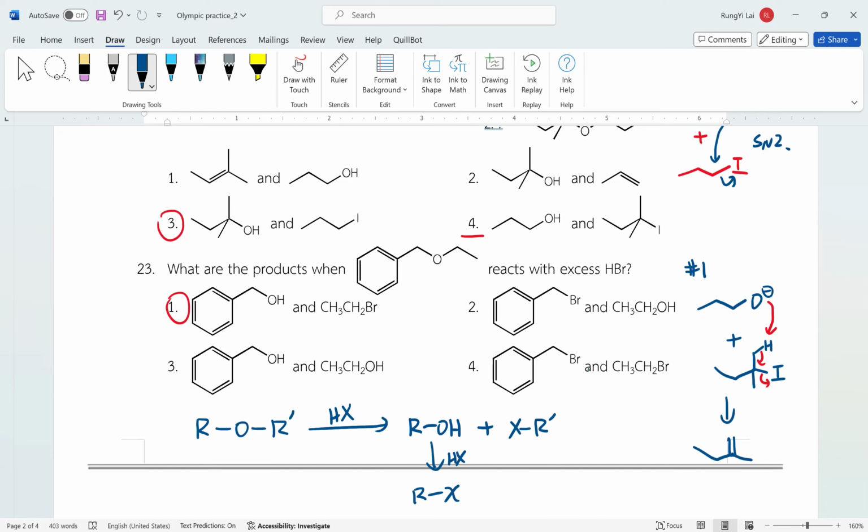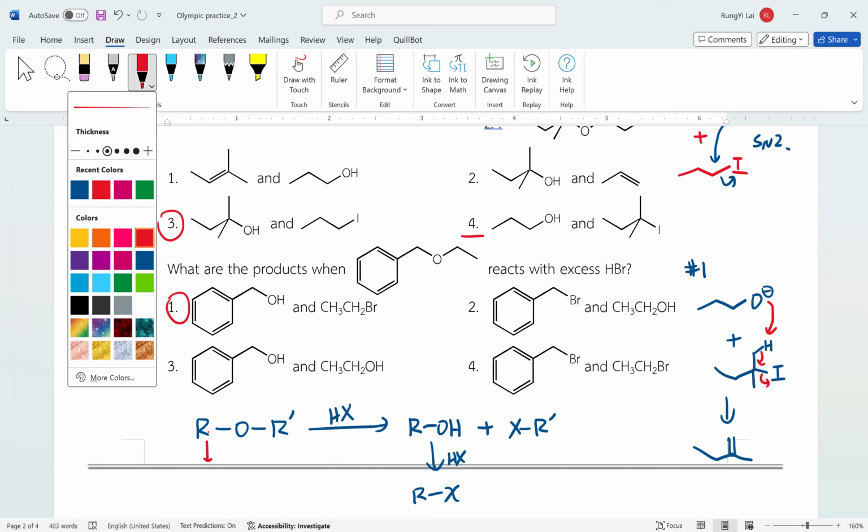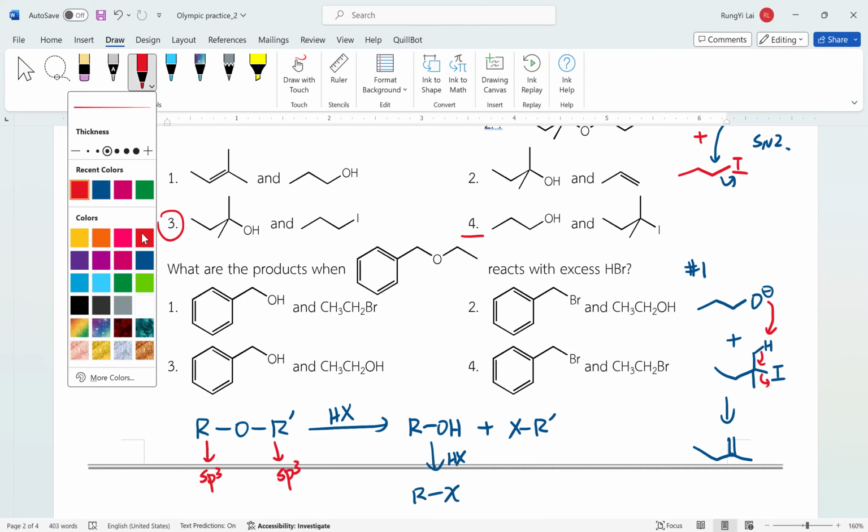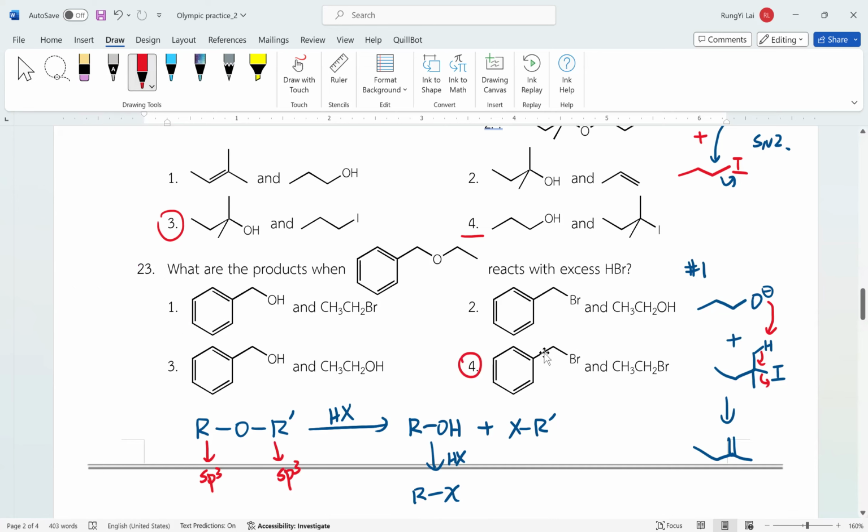Because if you want to make the reaction work, the requirement is that this one needs to be sp3. This one needs to be sp3. If it's the phenol, oh sorry, I said it wrongly. So this answer should be this. Sorry, I'm wrong. Because this is sp3 and this is also sp3, it's correct.